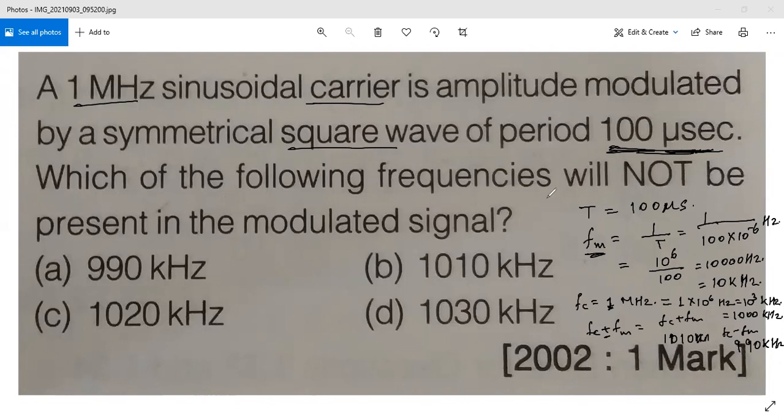of the following frequencies will not be present in the modulated signal? Modulated signal में कौन सा frequency component नहीं रहेगा? ठीक है. ऑप्शन C होगी. हाँ, ऑप्शन C और D. ओके, लेट अस सी दैट. सो यहाँ पर हमें क्या दिख रहा है? FC plus FM और FC minus FM तो है. ओके, सॉरी. तो यहाँ पर ये कंपोनेंट भी मिल रहा है, ये कंपोनेंट भी मिल रहा है.